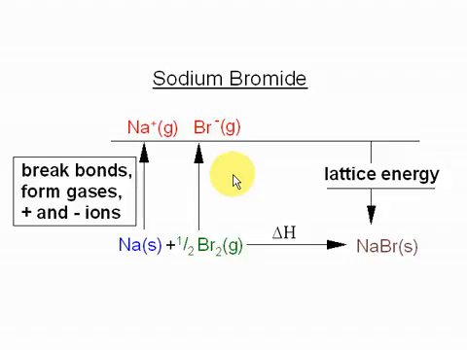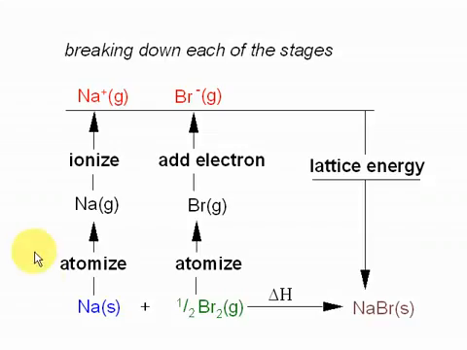Here's an example of a Born-Haber cycle using sodium bromide, and we have elemental sodium reacting with elemental bromine to give sodium bromide. The unbonded gaseous ions are therefore the sodium ion as a gas, the bromide ion as a gas. And to get from the elements to the unbonded gaseous ions requires breaking bonds, forming gases, and forming positive and negative ions.